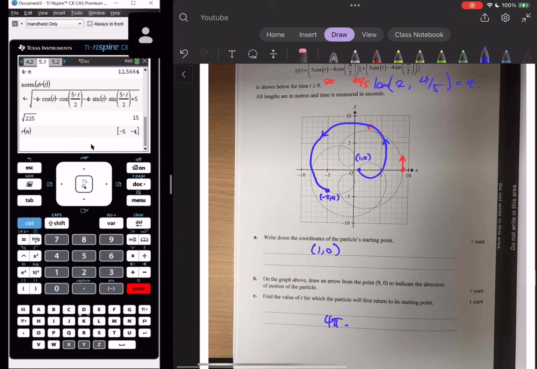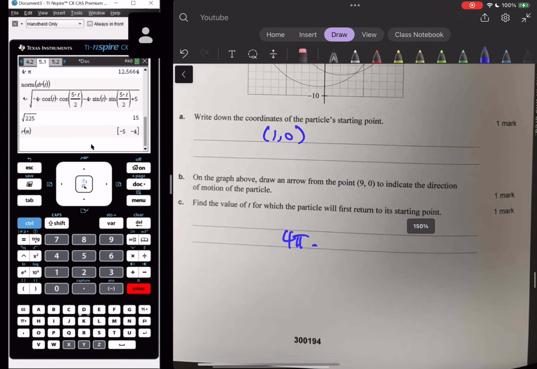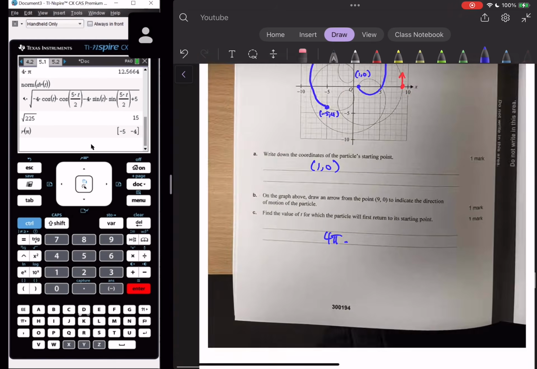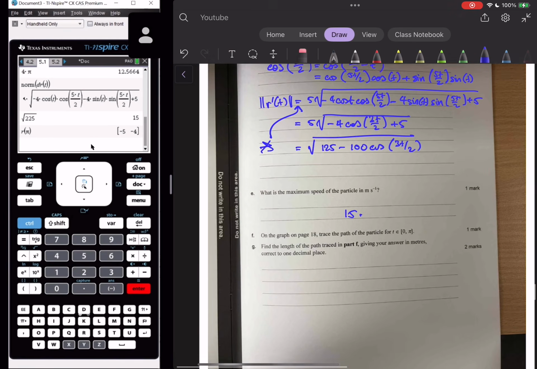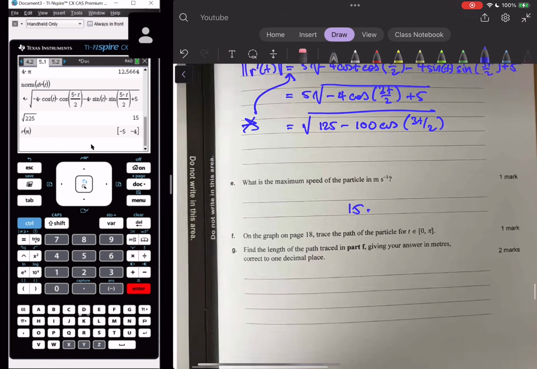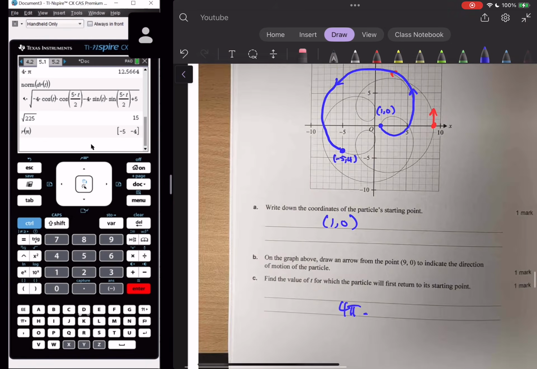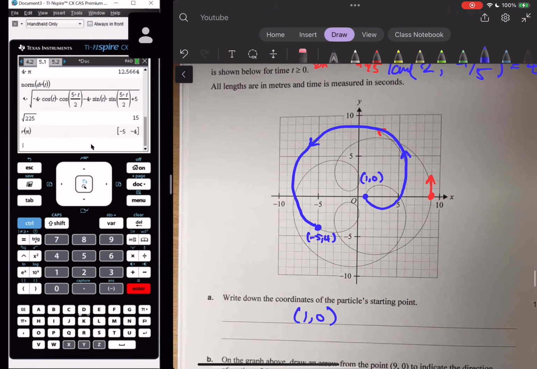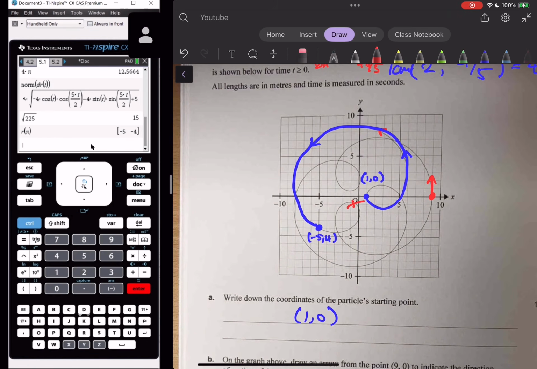Just as a sanity check, we said the period was 4 pi. And we're only traversing a quarter of a period here. So does this look like a quarter of a period? Kind of, because if this was a third of a period, then our points would reach to around over here. And a quarter is a bit less than a third, so this checks out.